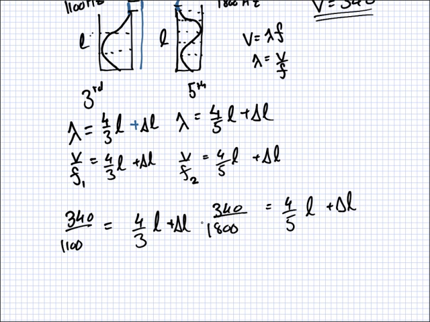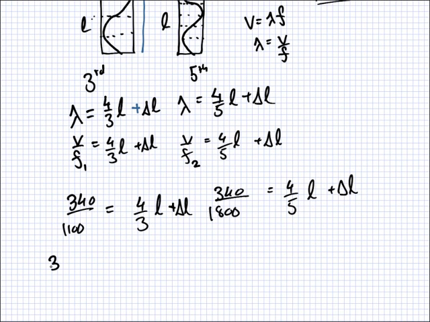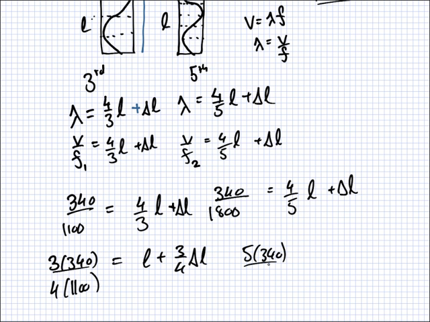I want to know what the delta L is. That's what I'm trying to calculate. So what I'll do is I'll bring the 3, I'll multiply by 3 and divide by 4. So 3 times 340 over 4 times 1100 is equal to L plus 3 over 4 delta L. And then 5 times 340 over 4 times 1800 is equal to L plus 5 over 4 delta L.